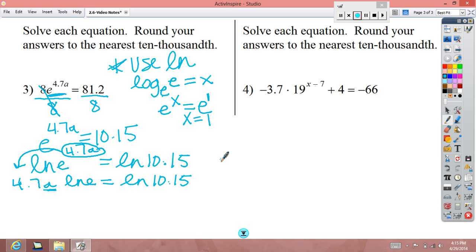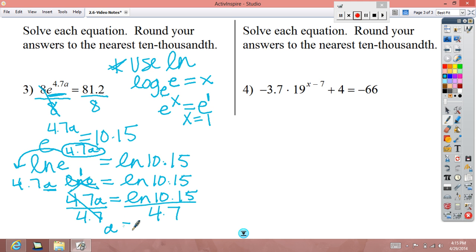The reason that I used ln here is so that I know that this ln of e can cancel out to be a 1. And so I don't really even need to put it anymore because times 1 is by itself. So this turns into 4.7a equals ln of 10.15, because that ln of e we simplified to be 1. Now to get the a by itself, divide by 4.7.